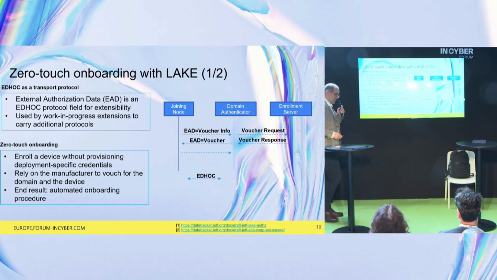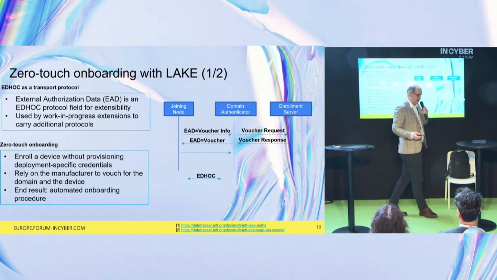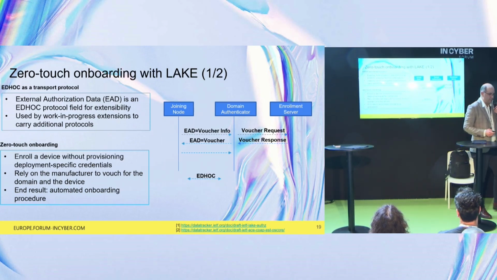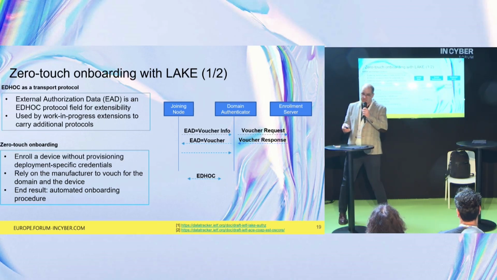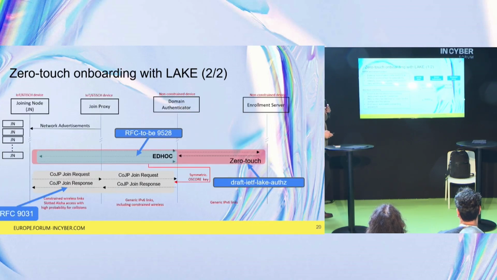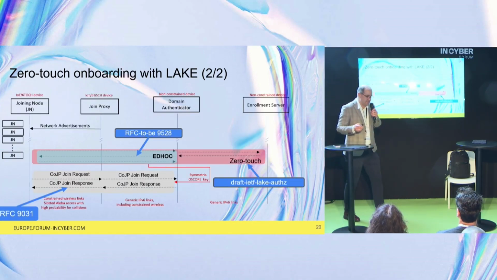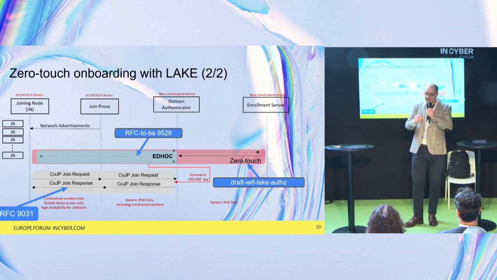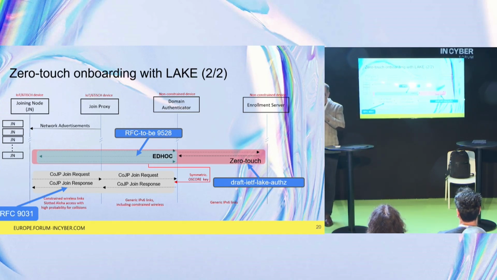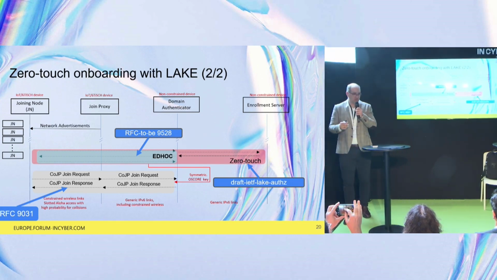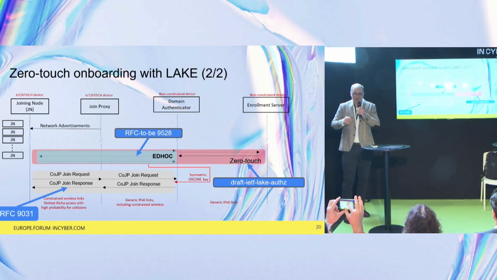EDHOC, as I said, defines something that we call external authorization data. These are protocol fields which are used for carrying third-party application data on top. In this case, we are carrying authorization data from a trusted third party that represents the manufacturer that authorizes the device to join the network. I won't spend too much time on this. What I want you to gather from this slide is that EDHOC is not the only standard in the IETF that is currently being worked on. There exist other standards that are completing the picture of a lightweight security for Internet of Things. And EDHOC is one of these pieces, important, but one of those pieces.